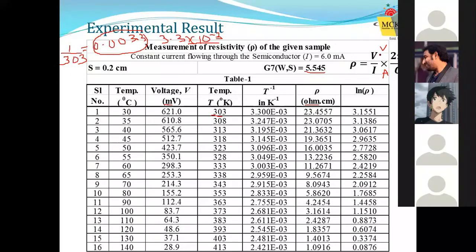Even if it is millivolt, and even if it is milliampere, the millis would get cancelled out and you will have volt by ampere, which is ohm. So if anything is given in volt or in ampere, convert it into proper units, so that you get V by I as ohm. Check in your table that you have these two units in correspondence, so that you can have ohm. If this is in volt, then this should be in ampere, or if this is in millivolt, this should be in milliampere.